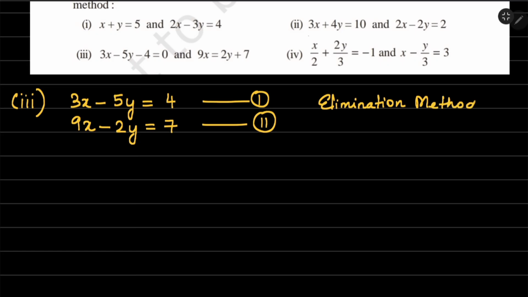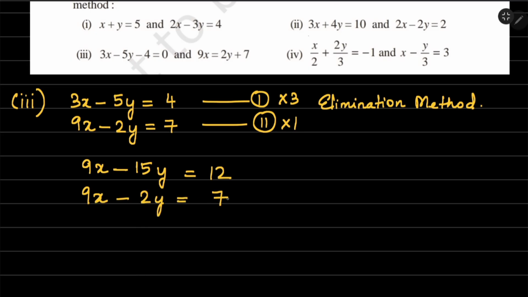So by using the elimination method, I'm going to multiply the first equation by 3 and the second equation by 1, because I would like to eliminate x here. So when I multiply the first equation throughout by 3, what do I get? 9x minus 5 3s are 15y is equal to 12. The second equation, no change, because I'm multiplying it throughout by just 1.